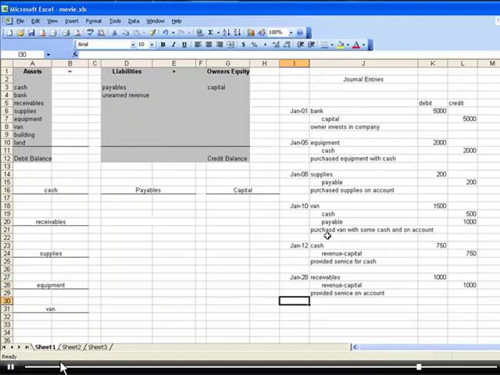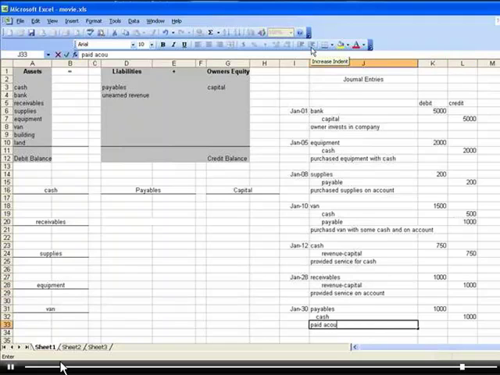Here, since we have some money, we might as well pay off some of our debt. So let's say on January 30th, let's pay some of our payables off. So here, if we want payables to go down, it has to be debit. So we're going to debit payables, let's say 1,000. And if we're putting out cash, then cash is going to be credited to equal 1,000. And the explanation for this is that we paid on account with cash. So here's the explanation of what we've done.